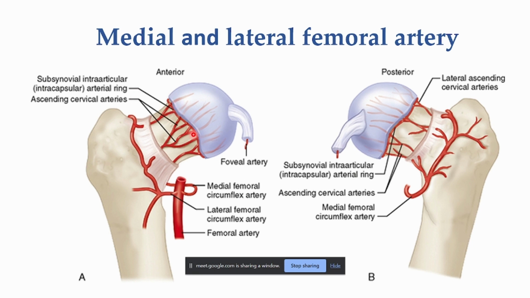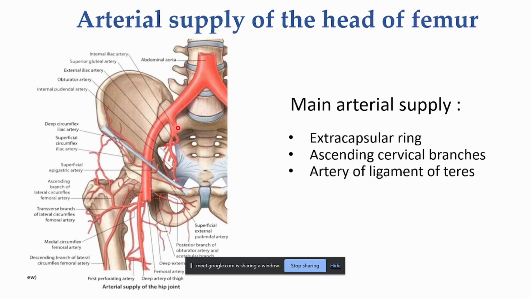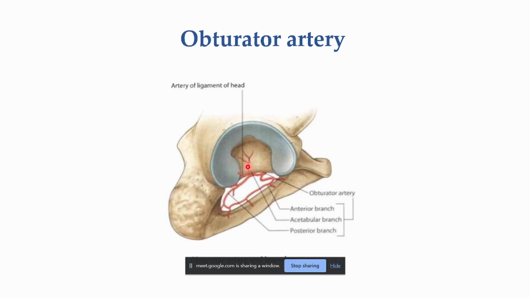These groups then form an intracapsular ring along the joint articular cartilage. The intracapsular ring further gives rise to epiphyseal arteries at the border of the articular surface, and these form intraosseous anastomosis. Further, we look at the internal iliac artery. The internal iliac artery gives rise to the gluteal arteries as well as the obturator artery. The obturator artery gives rise to the artery of the ligament of Teres, which supplies a small portion over the head of the femur.